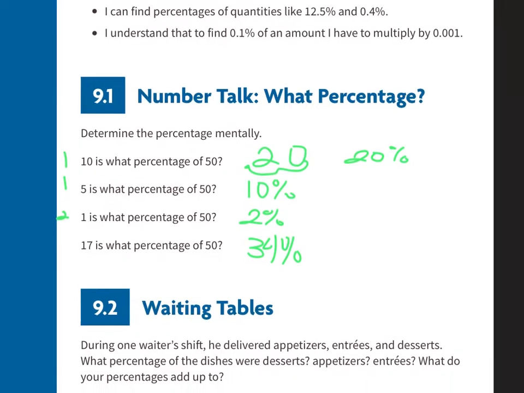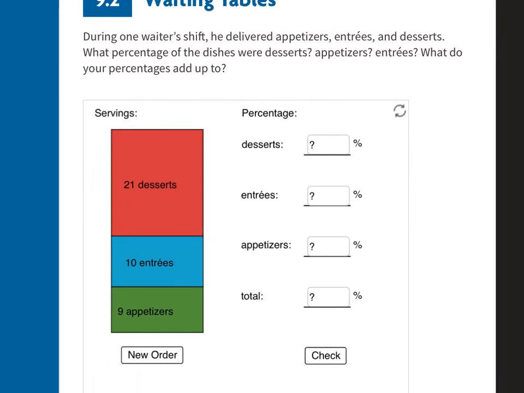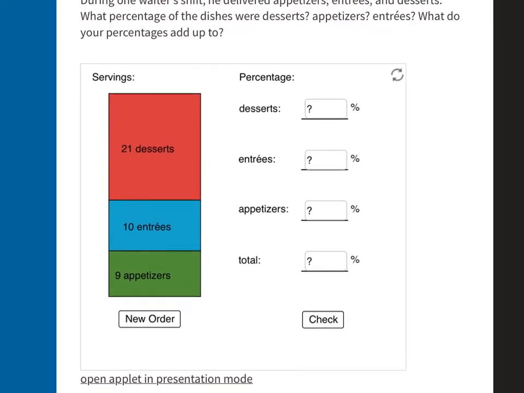All right. During one waiter's shift, he delivered appetizers, entrees, and desserts. What percentage of the dishes were desserts, appetizers, entrees? What do your percentages add up to? So we first need to figure out the total amount. 21 plus 10 is 31, and 31 plus 9 is 40. So overall, this server served 40 dishes.